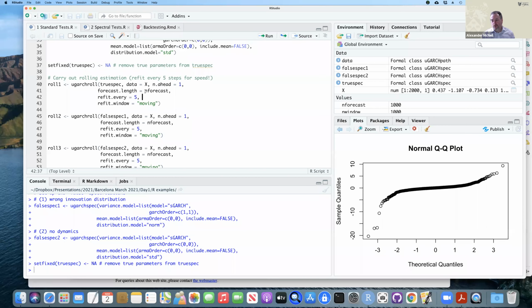So that's the reason why I took 2,000 days of data, because I want to take a moving window of 1,000 and I want to move it over time, and forecast one day ahead. But in order to speed things up, I'm only going to re-estimate the parameters every 5 days. I could re-estimate them every day, but refit every means I just re-estimate them every 5 days.